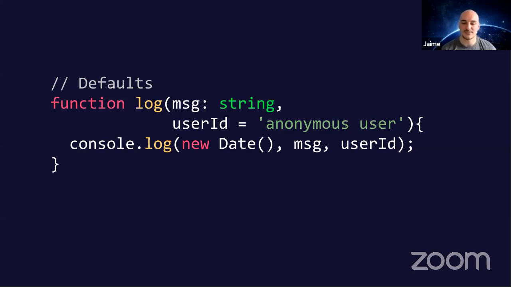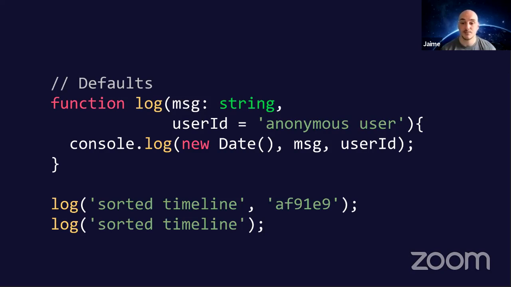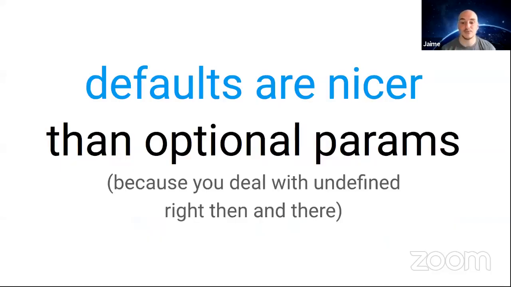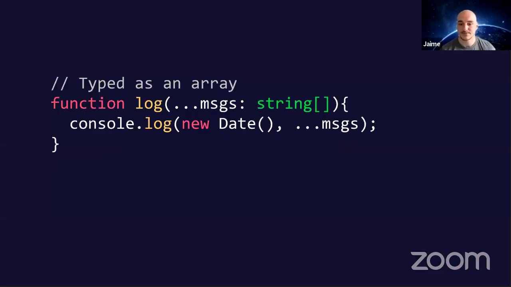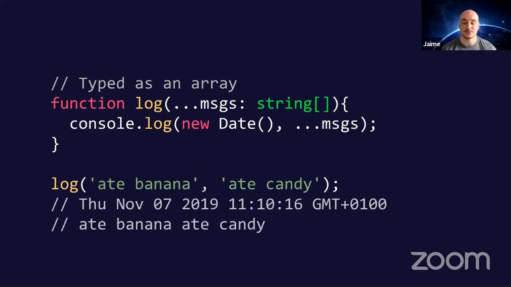And this is default. It's very similar to optional. In this case, we're assigning a default right away. From the perspective of the user, it's the same, but it is much better for type safety because you're dealing with that undefined right away, right then and there. Defaults are nicer than optional params, but sometimes you may need them anyway. Rest params: when you have a bunch of parameters, you type them as a string, and then you can just log that I ate a banana, and then I ate candy.